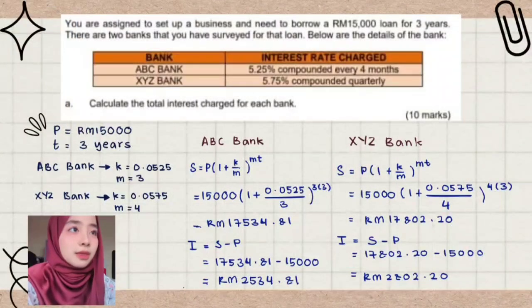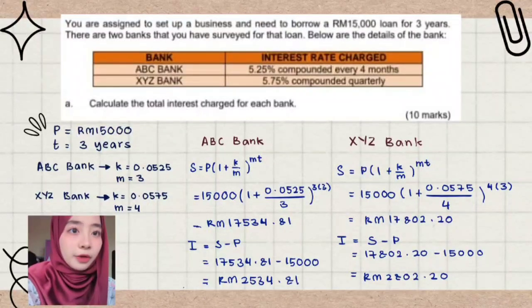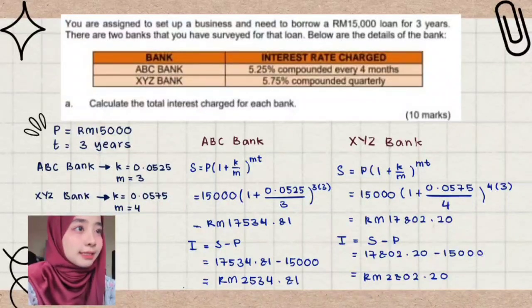You are assigned to set up a business and need to borrow a 15,000 ringgit loan for 3 years. There are 2 banks that you have surveyed for that loan. Below are the details of the banks. ABC Bank offers 5.25% compounded every 4 months. XYZ Bank offers 5.75% compounded quarterly. The question is, calculate the total interest charge for each bank.